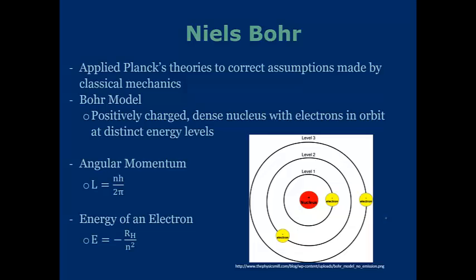Niels Bohr took up Planck's theories and he corrected assumptions made by classical mechanics. The Bohr model is what's commonly known as the model for the atom that we use today. Anytime you've seen an atom model in a textbook, you probably were looking at a Bohr model. It states that there is a positively charged dense nucleus with electrons in orbit at distinct energy levels. To the bottom right is an example of this. However, there can be multiple electrons in each level.